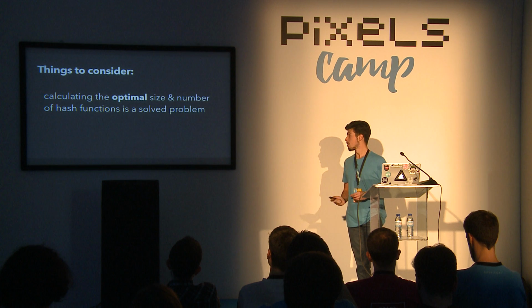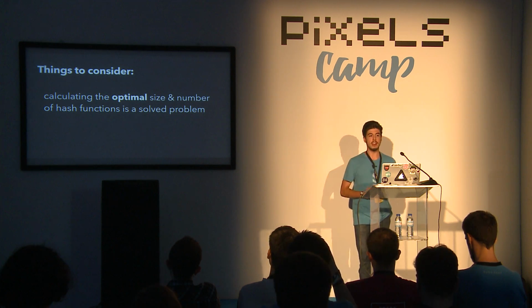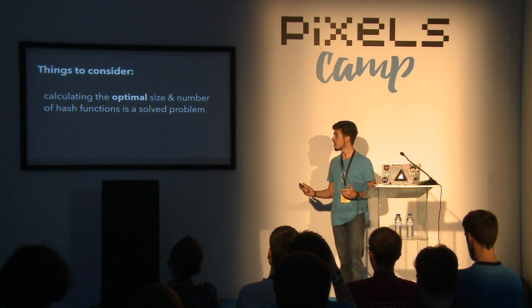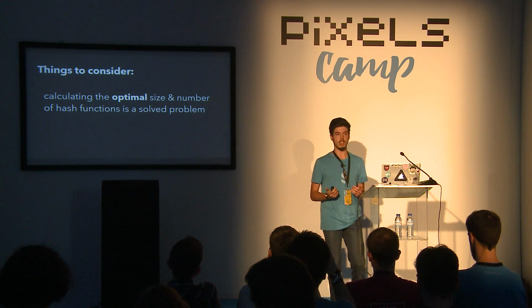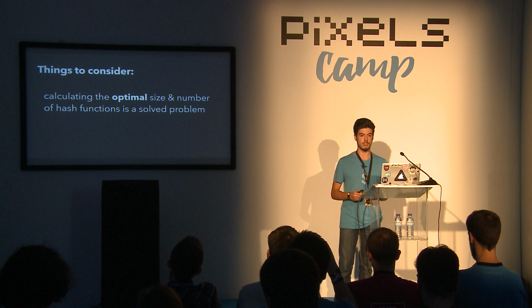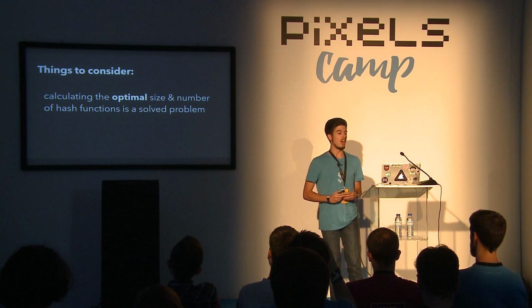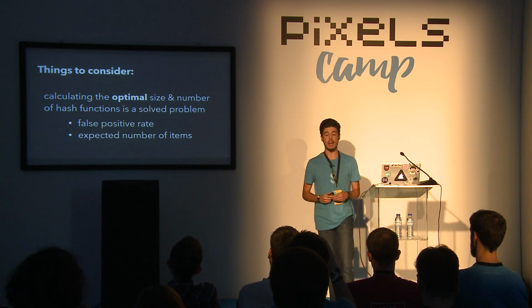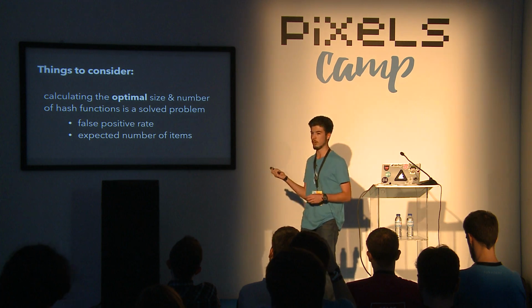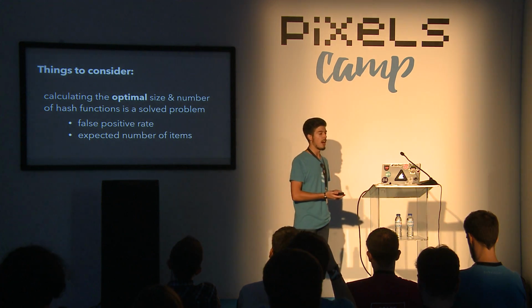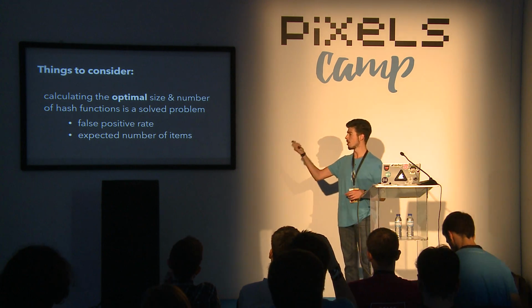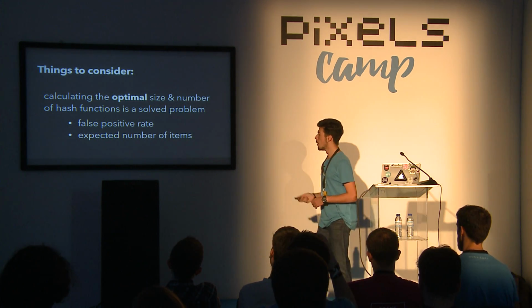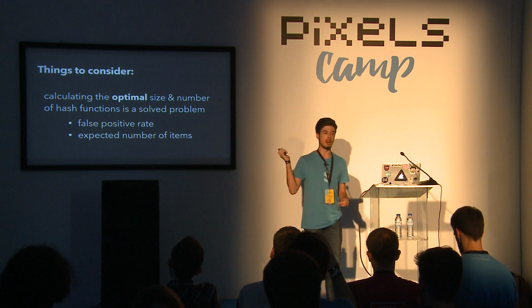Luckily for us, this is a solved problem. Getting the optimal size and the optimal number of hash functions is pretty easy. You just run it through a probability function, which I'm not going to show here. And that function depends on the false positive rate. You tell it, hey, I want to have 10% of false positives. And it's going to give you the size and the number of hash functions to achieve that. But it also depends on that expected number of items.